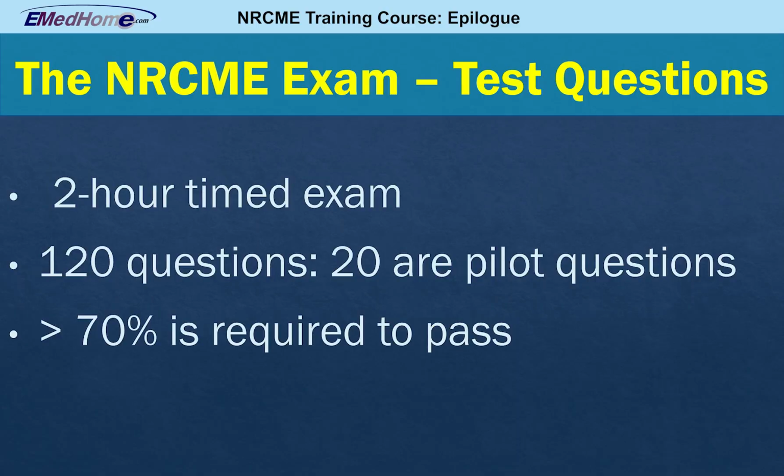The 2-hour NRCME exam consists of 120 questions, 20 of which are pilot questions which are not scored. You will not know which test questions are the pilot questions. A score of greater than 70% is required to pass.